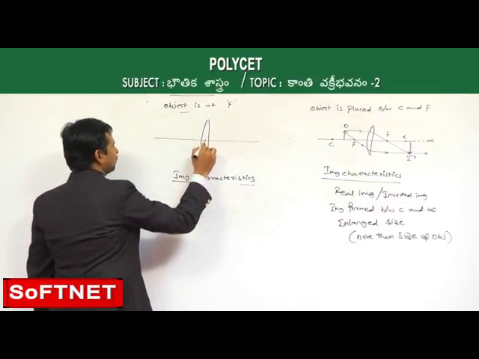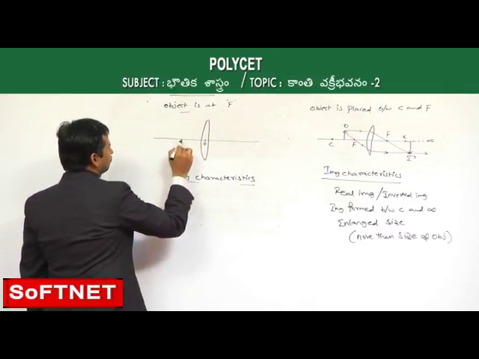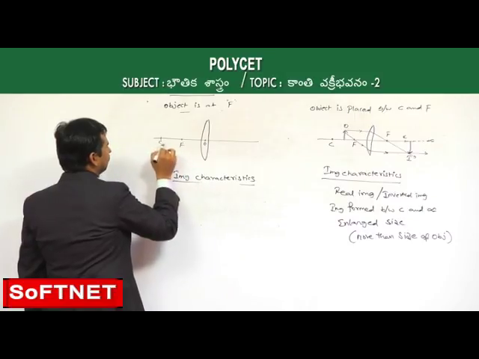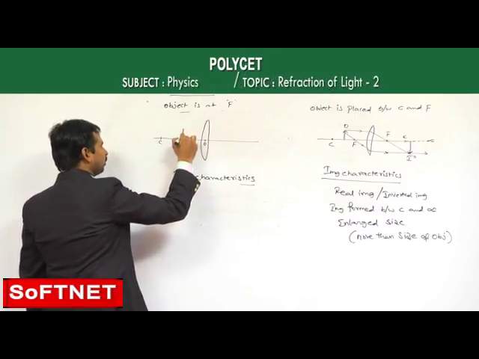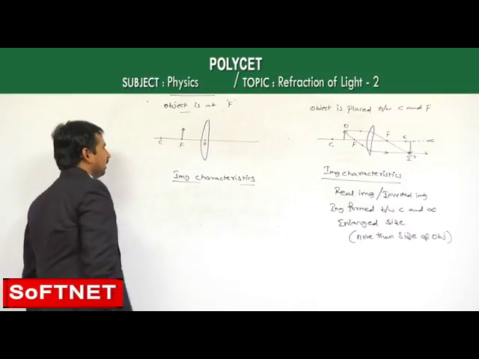This is the principal axis. Here we have the point O. Let us suppose the focus point is here. Now the object is placed exactly on the focus, like this.